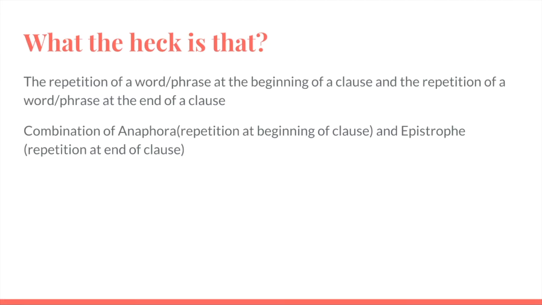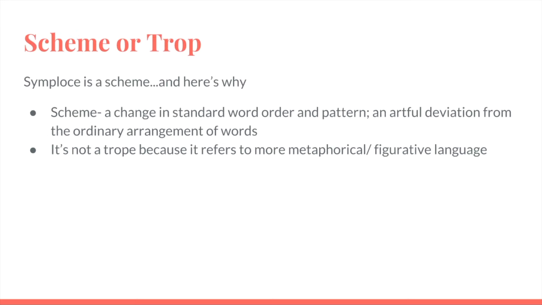Symploche. Symploche. What is a symploche? It's the repetition of a word or phrase at the beginning of a clause and the repetition of a word or phrase at the end of a clause. In simpler terms, it's the combination of an anaphora and an epistrophe. If you don't understand what those two are, I would suggest watching the videos on anaphora and epistrophe first.